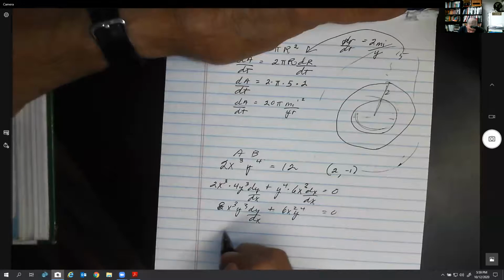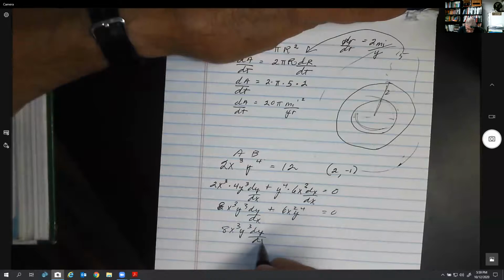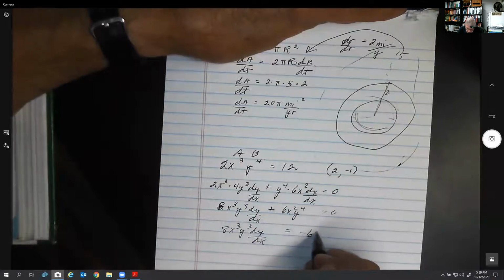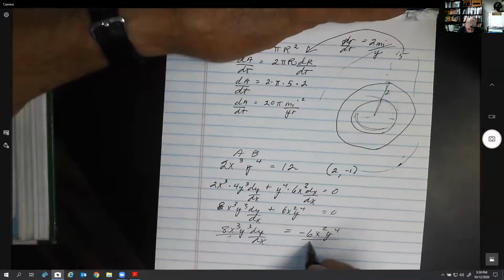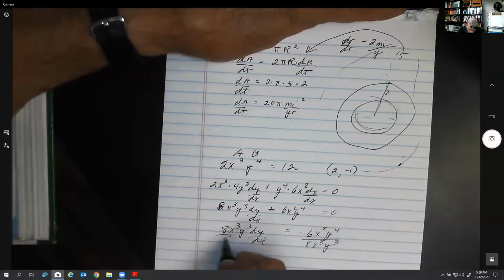Bring that over. 8x cubed y cubed dy dx equals a negative 6x squared y to the fourth. And let's divide both sides by this. Okay. Write it down. It doesn't take that long, huh?